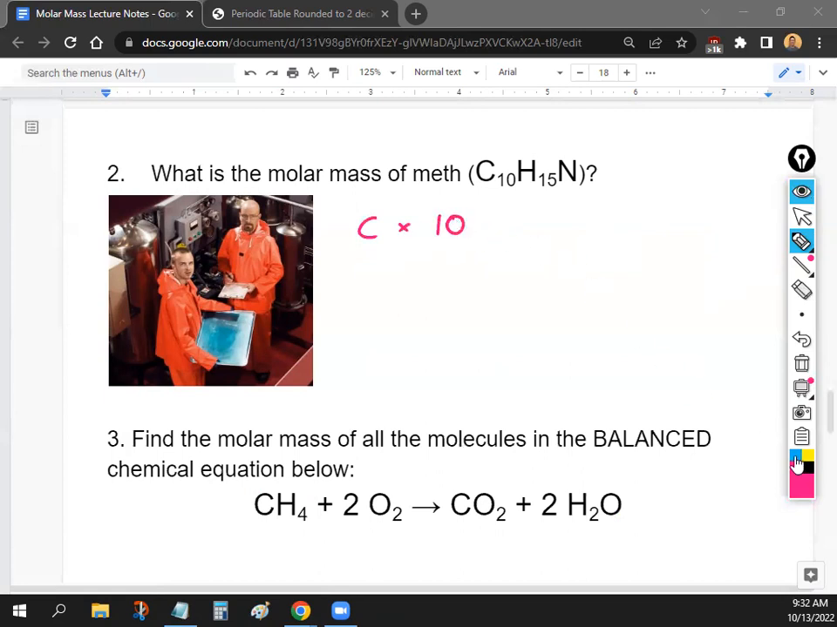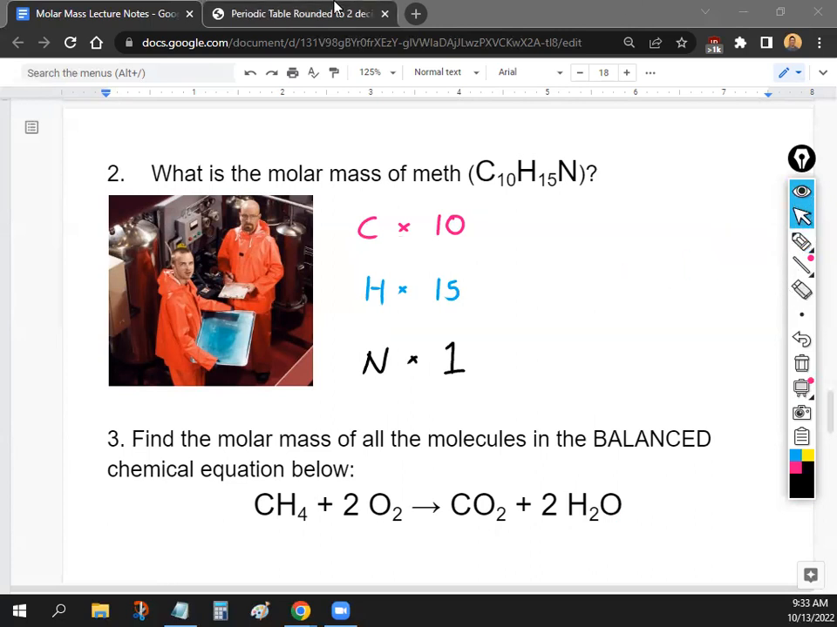How many hydrogens do we have? 15. So we got 15 hydrogens. And then how many nitrogens? 1. So meth is made up of all of these atoms together. Now we can use the periodic table to figure out how much each of these weighs, multiply it by how many there are, and then if we combine it, we can find out how much the total molecule weighs.